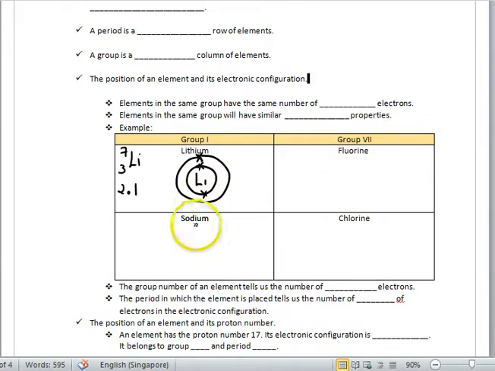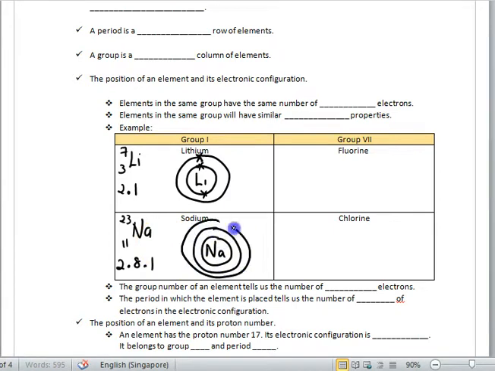Now let's look at sodium, Na, 23, 11. For sodium, it has electronic configuration 2.8.1. So sodium has 3 electron shells. First shell, 2 electrons. Second shell, 8 electrons. And the last shell, 1 electron.